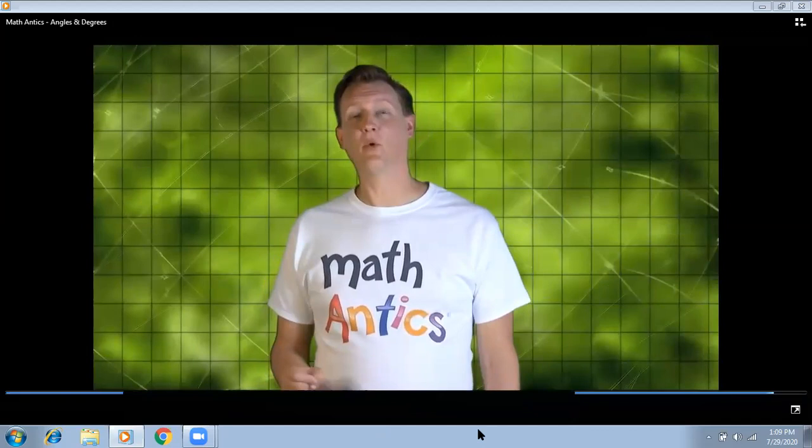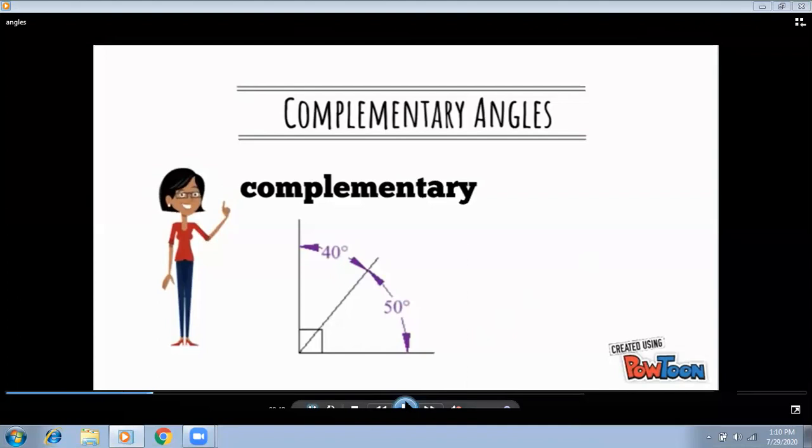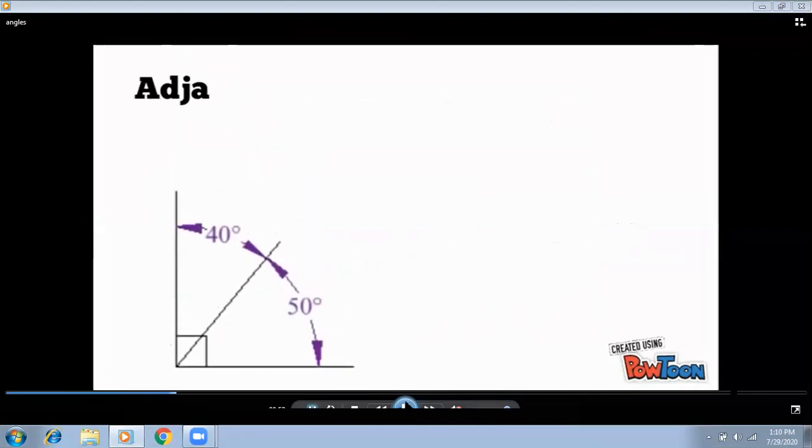Now we will see some more examples of complementary angles. I will share some more examples of complementary angles now. We have already learned that complementary angles must have the sum of both the angles equal to 90 degrees. And a 90 degree angle you know very well, that is a right angle.